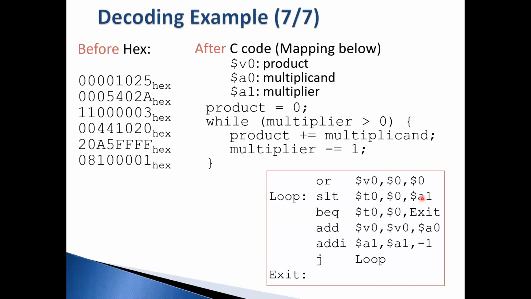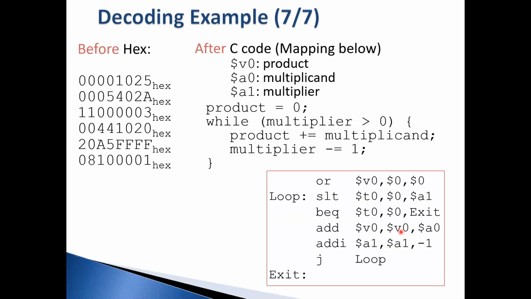And then you keep comparing A1. What is A1? A1 is an input argument. You keep subtracting 1 from A1 until it is less than 0, and then you exit. So this is how you do it.